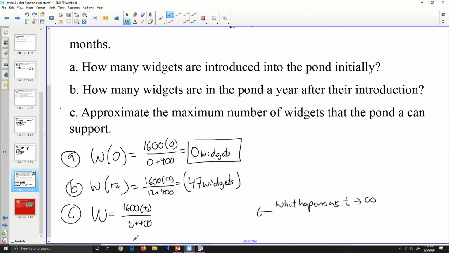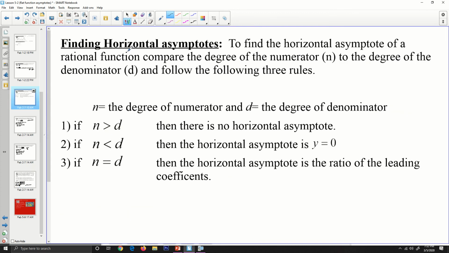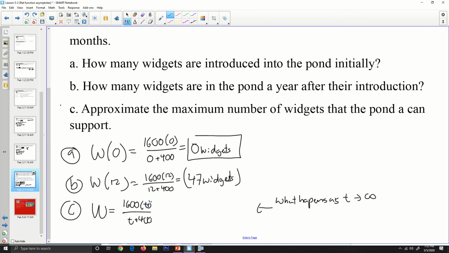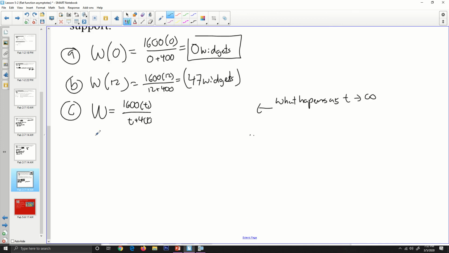So I have no real recourse but to apply the horizontal asymptote rules to this thing. And so I have a linear equation on the top, I have a linear equation on the bottom. The degree is 1, the degree is 1, so it should be a ratio of the leading coefficients. So as t goes to infinity, W goes to 1600 over 1, which is 1600 widgets.